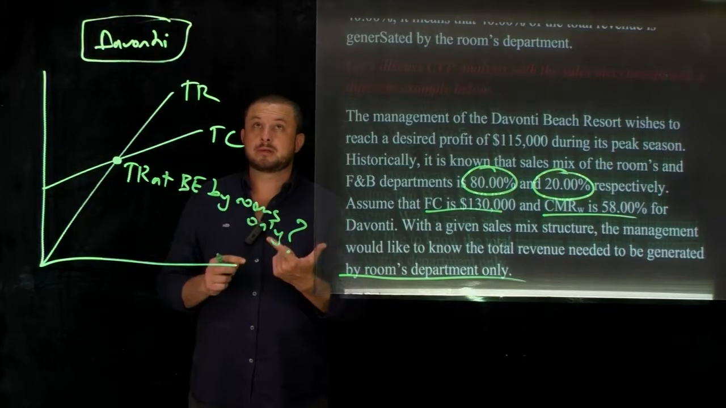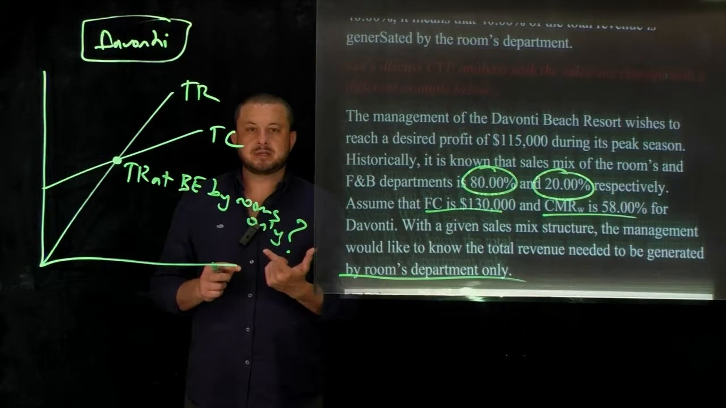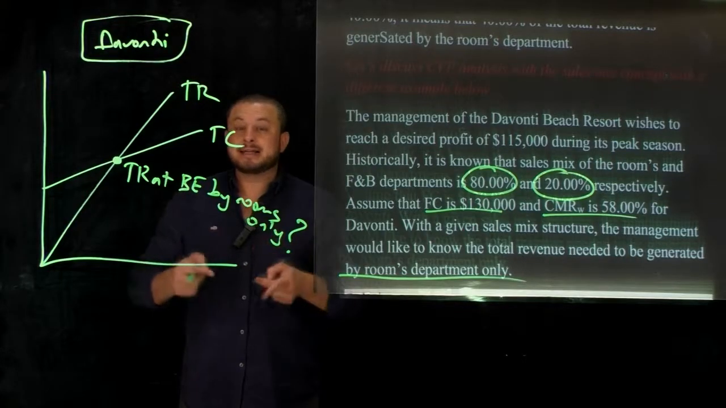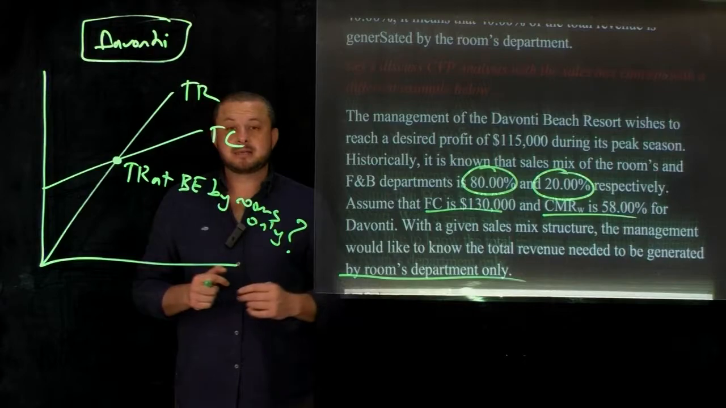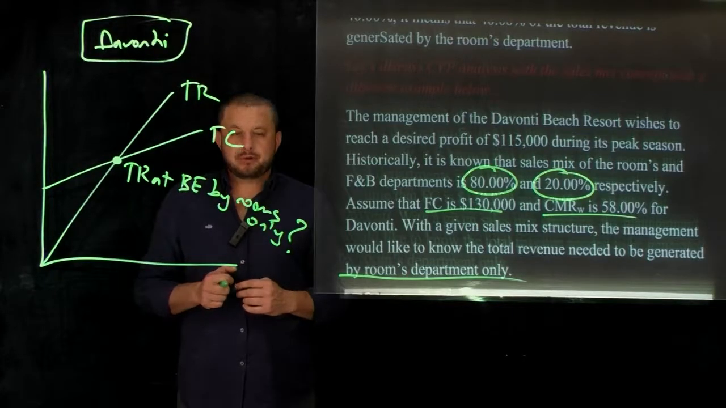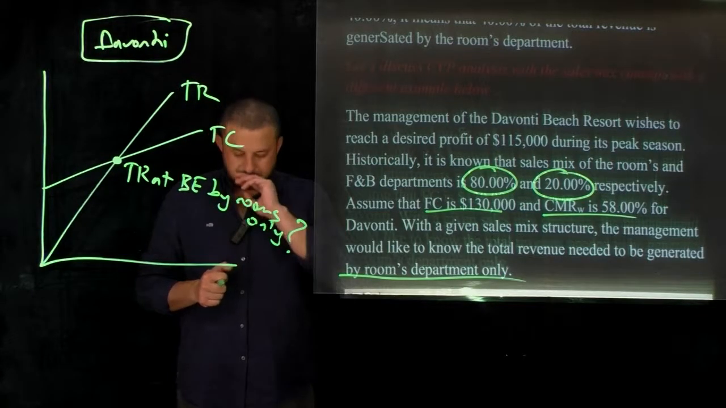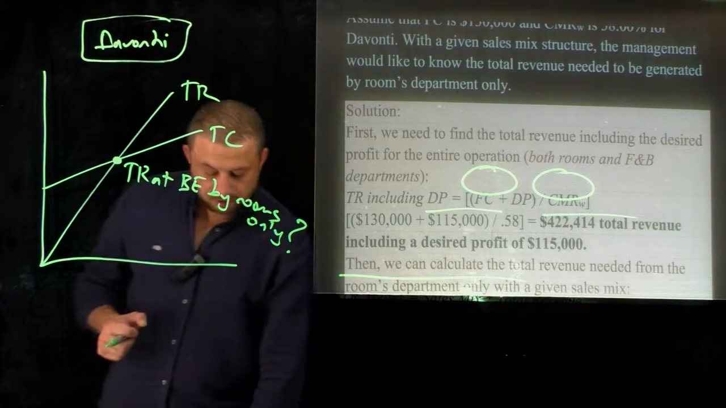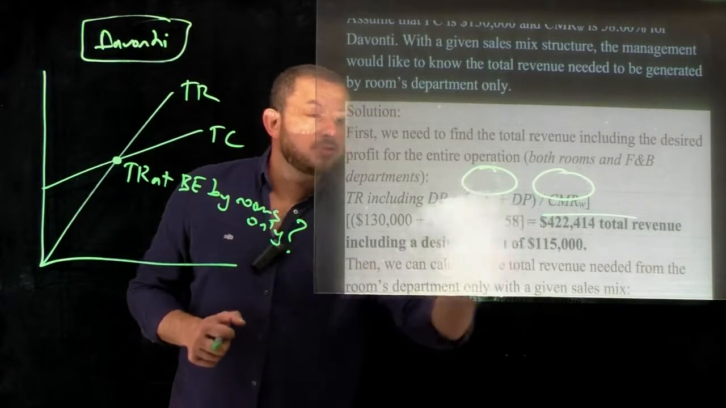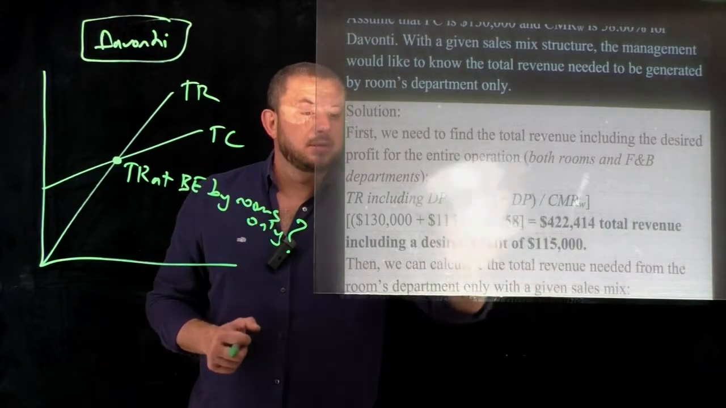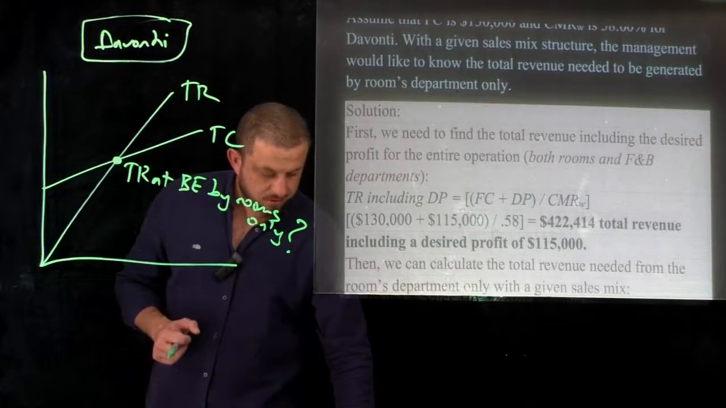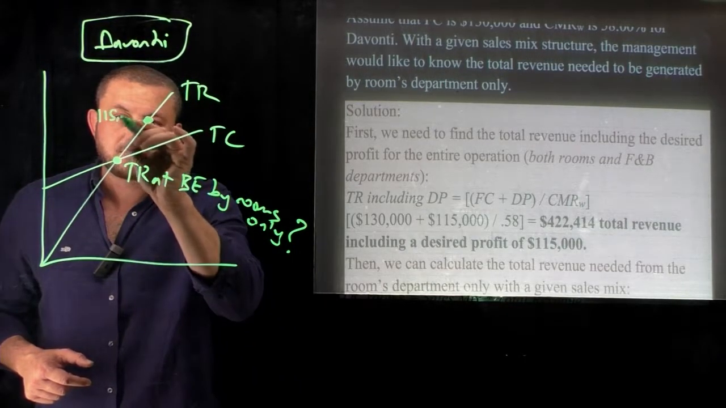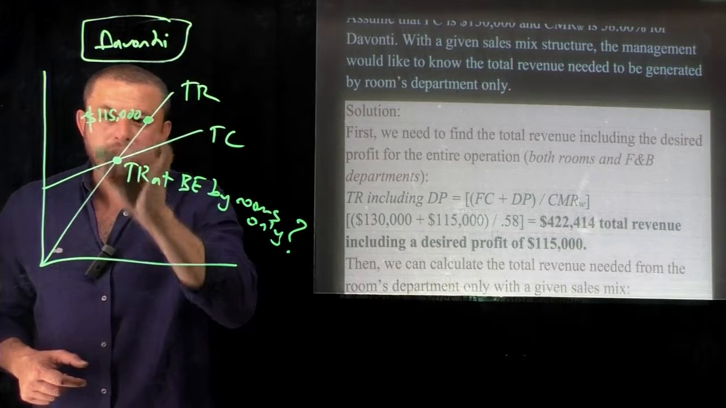There are 2 departments. CMRW is given. Again, whenever you have 2 departments, you have to find CMRW, unless CMRW is given to you. In this case, CMRW is given to you. First thing you have to do, you have to find the TR including DP level right here because they would like to make $115,000 profit. Right?